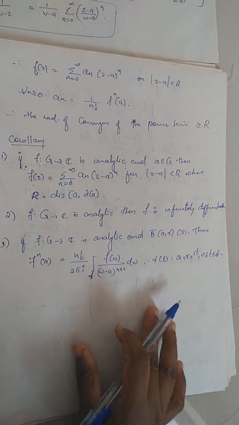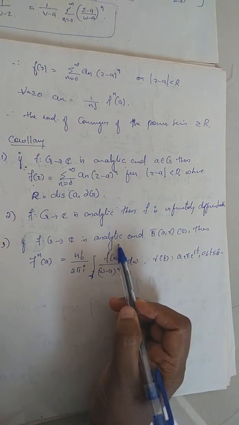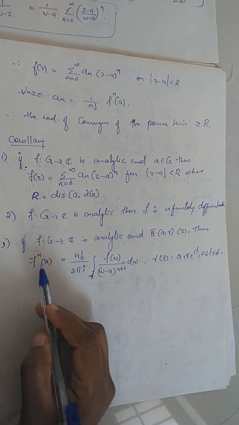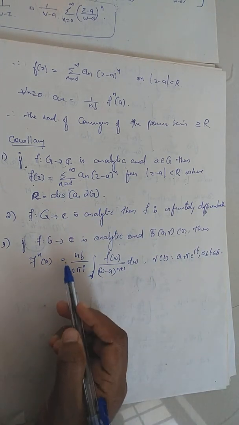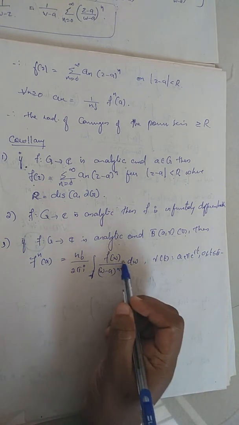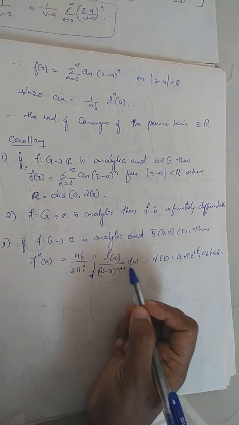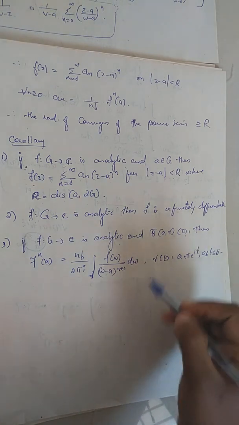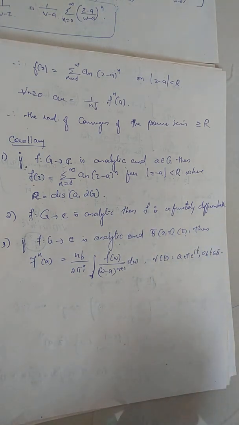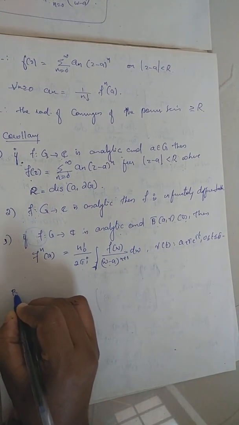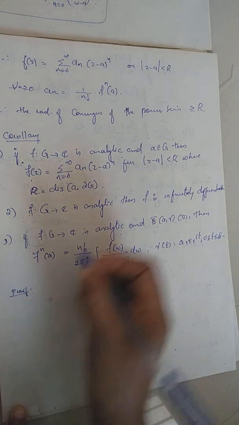And the third one: if f from G to C is analytic and the closure of B(a; r) is contained in G, then the nth derivative of f at the point a can be written as n!/(2πi) times the integral over γ of f(w) / (w − a)^(n+1) dw, where γ is defined by a + r e^(it), that is a circle with center a and radius r. So how will you prove this? The proof of the third one. The first and second are obvious.